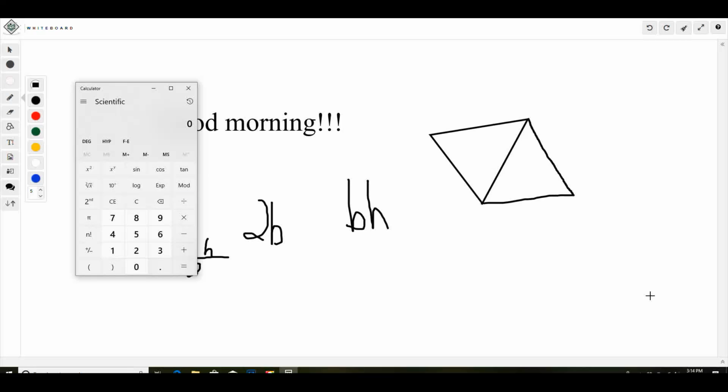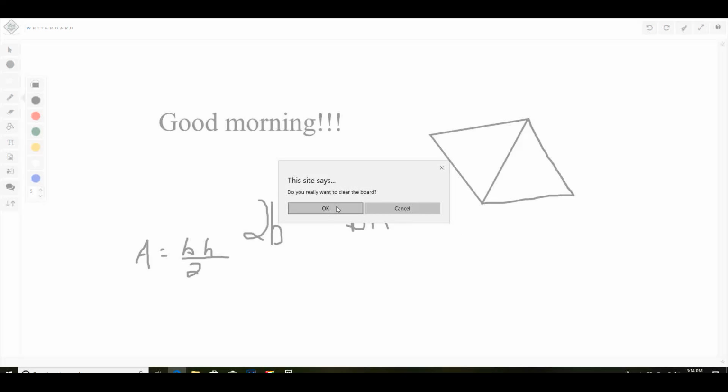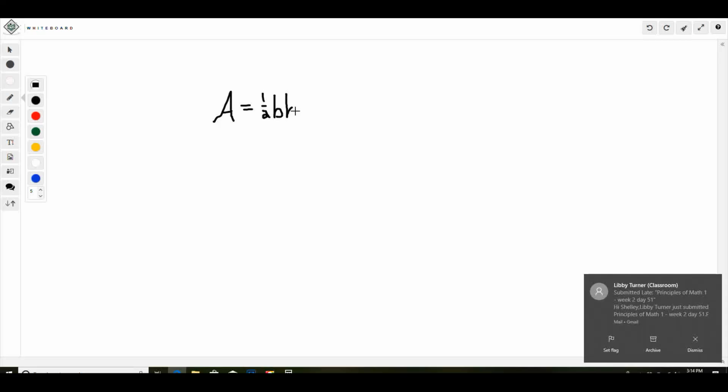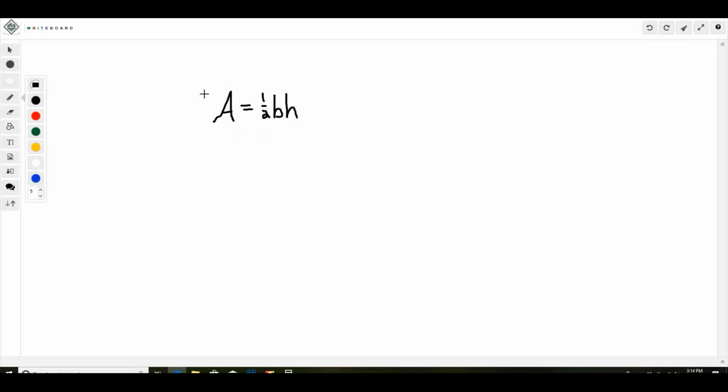All right, so find the area of these triangles. Now, let me clear my page. You will want to write your formula first. I know you think that might be, oh my gosh, it's just wasting time. It's wasting paper. It is not. So, on number 1, do this. Area equals half base times height. That's all you have to do on each one of those.